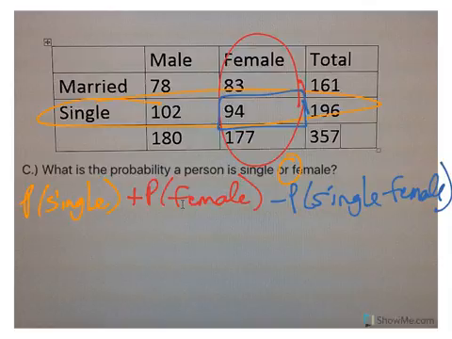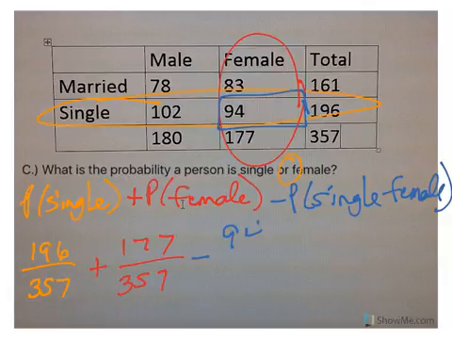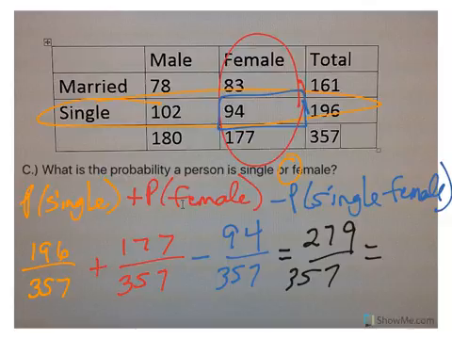So the probability of being single, 196 over 357, just like we started the last problem. But now we're dealing with females, and there's 177 out of 357 females, and we subtract the overlap. There are 94 single females out of the 357. So my ending fraction becomes 279 over 357, which is 0.782 as a decimal to 3 places.